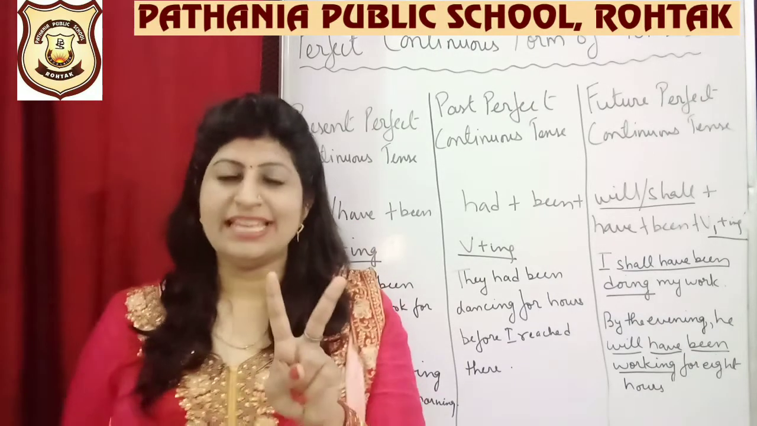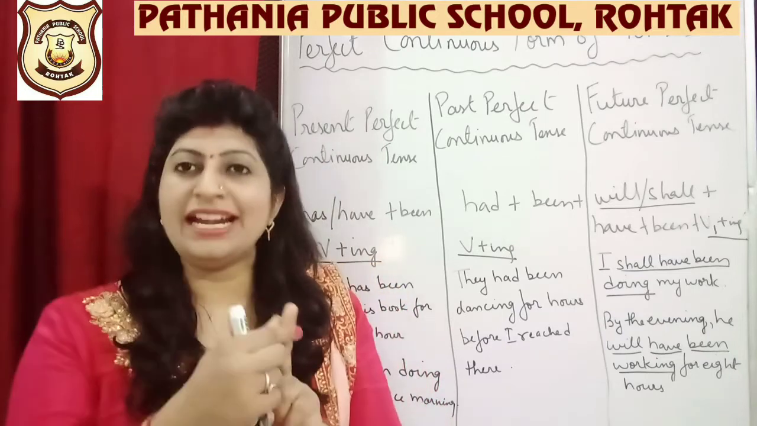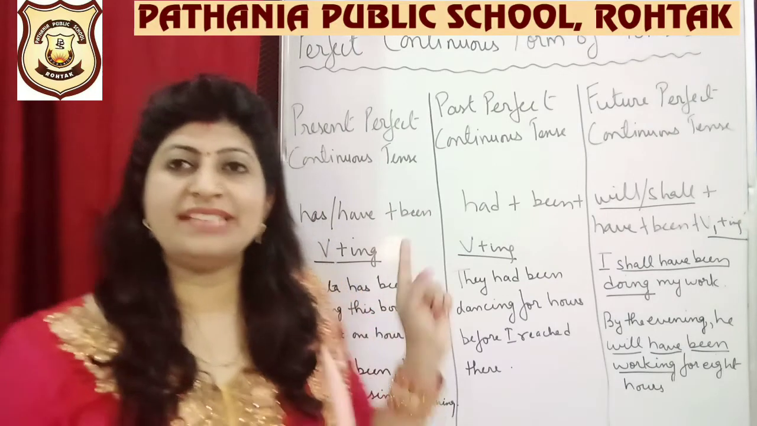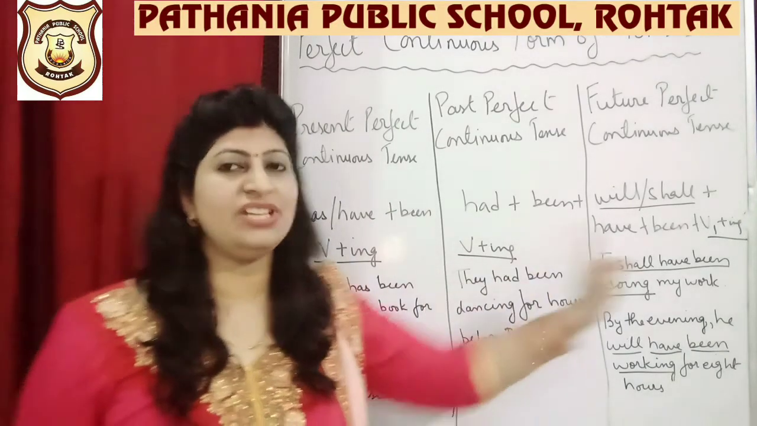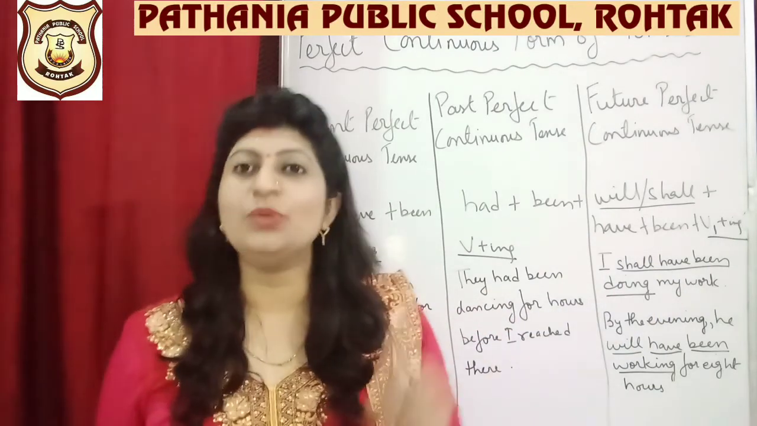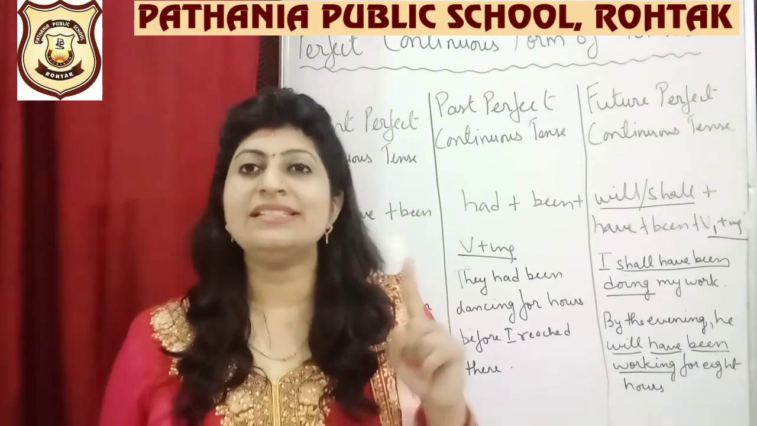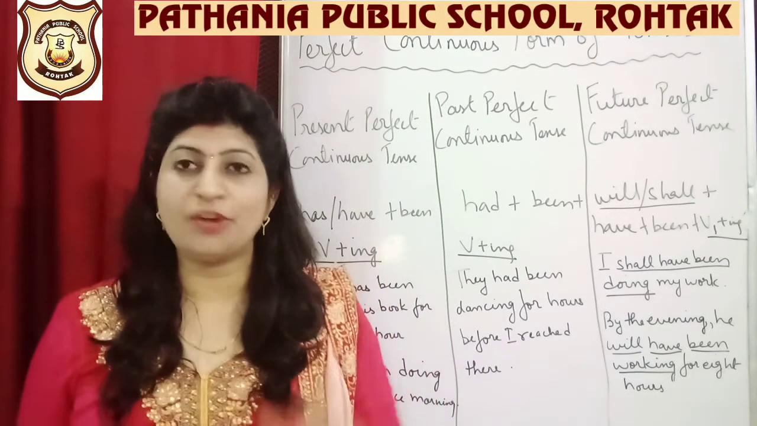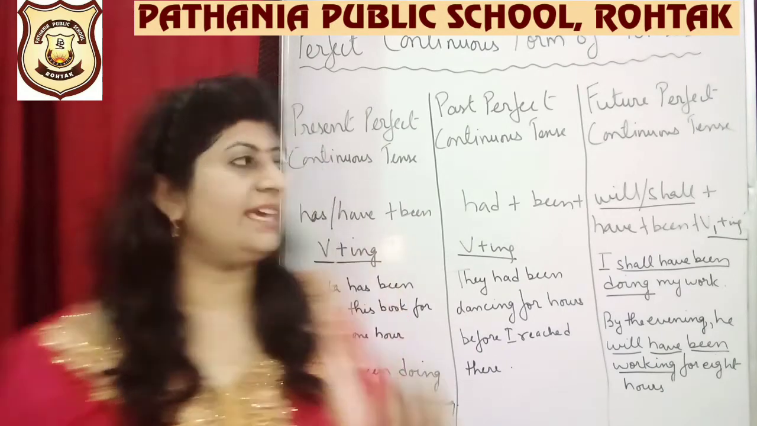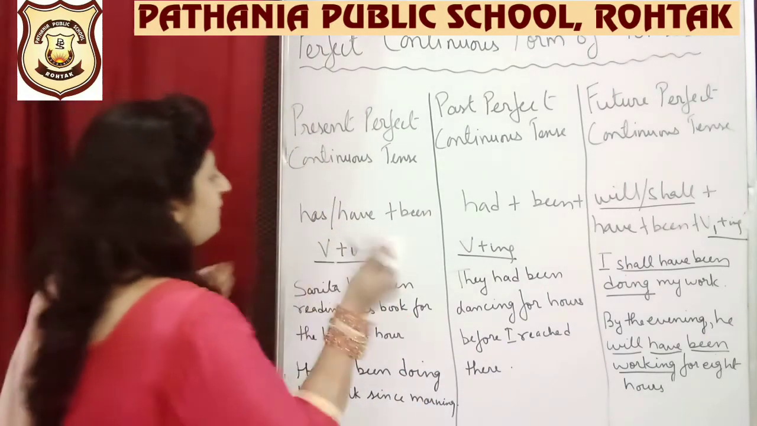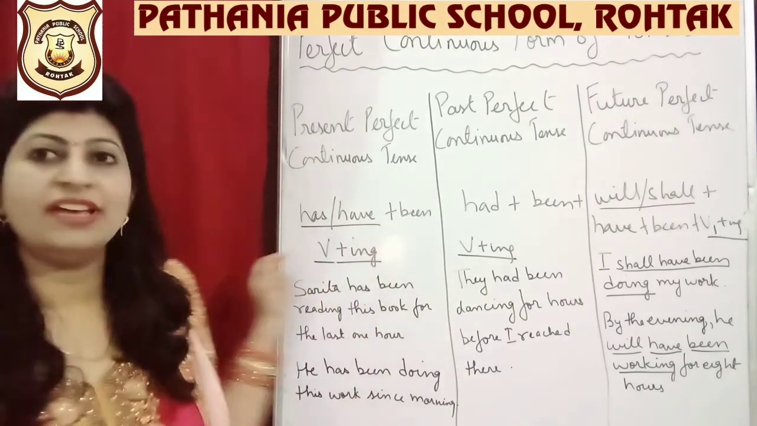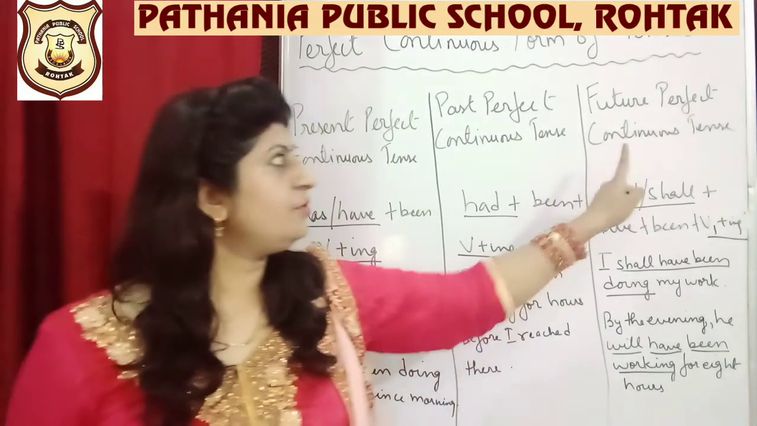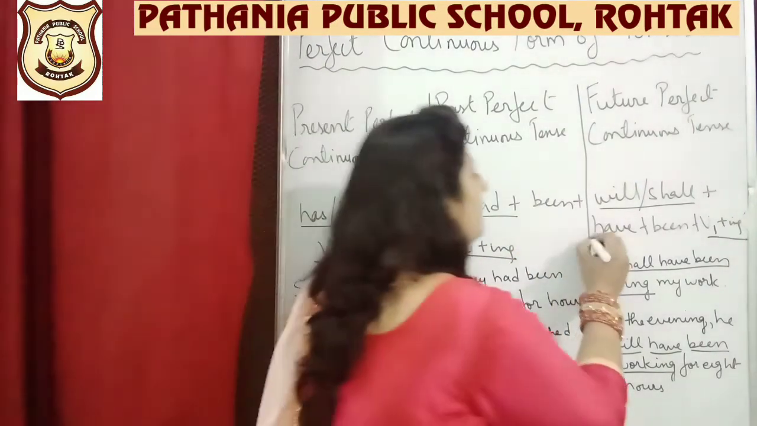Perfect had two rules. Either we use has, have, and we use V3. We cannot use V3 because already we have decided to use V plus ing in all the three, because I told you wherever you see the word continuous, V plus ing is going to be used. So now what am I going to pick from the perfect rule? I am picking has and have. In the past I have picked had. In the future I have picked have.